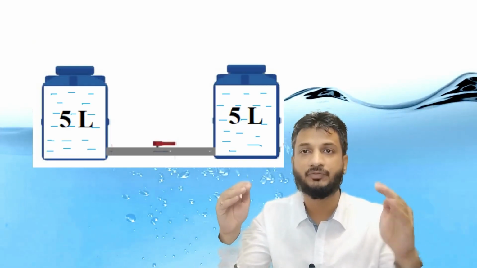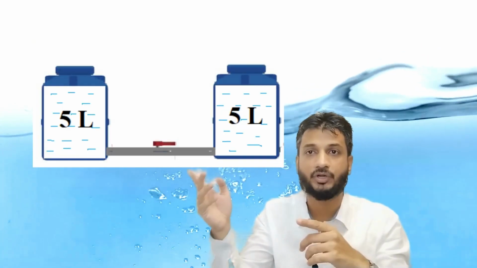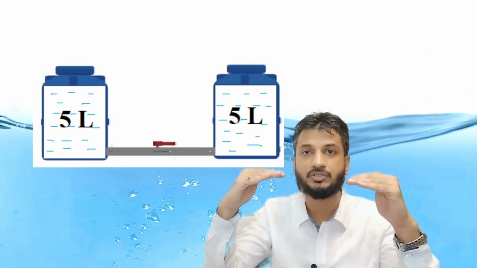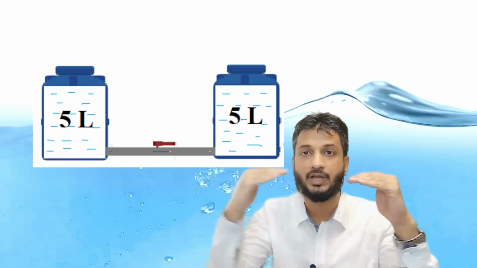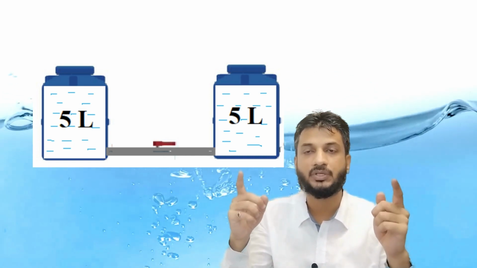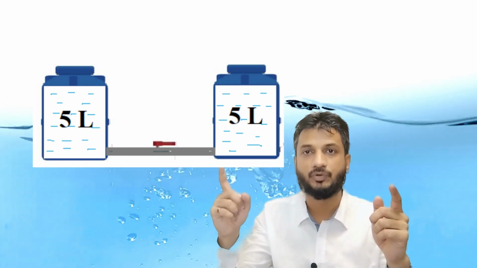I'll give you one example. If we have two tanks that have water, if the tanks are at the same level and they have 5 liters of water, and we connect them by a pipe and open the tap, what will happen? Pause the video and tell me, where will the water flow?